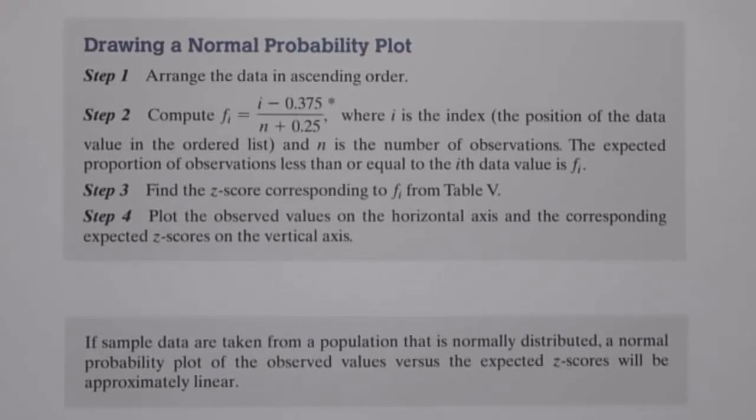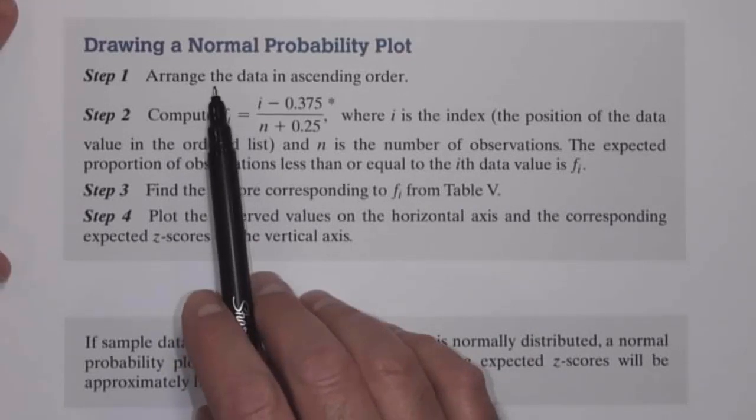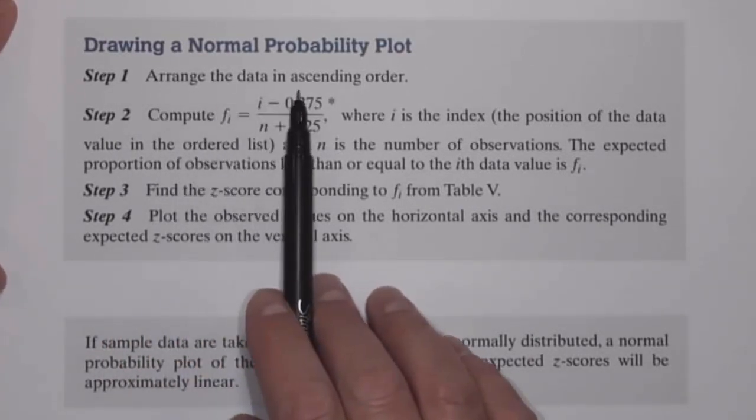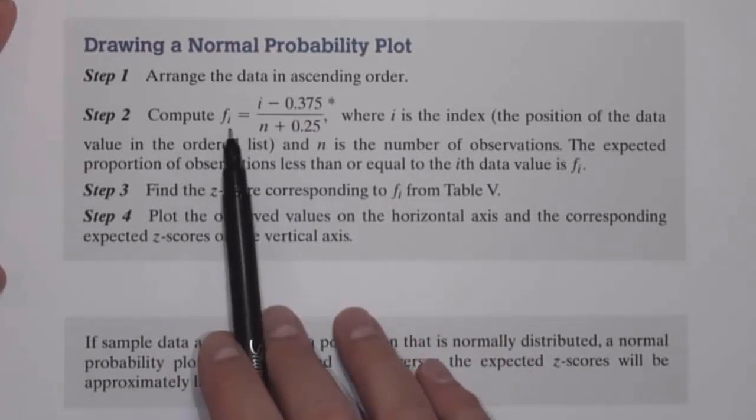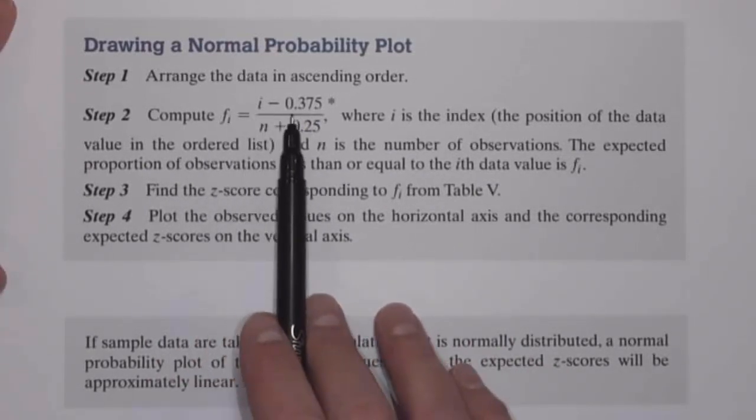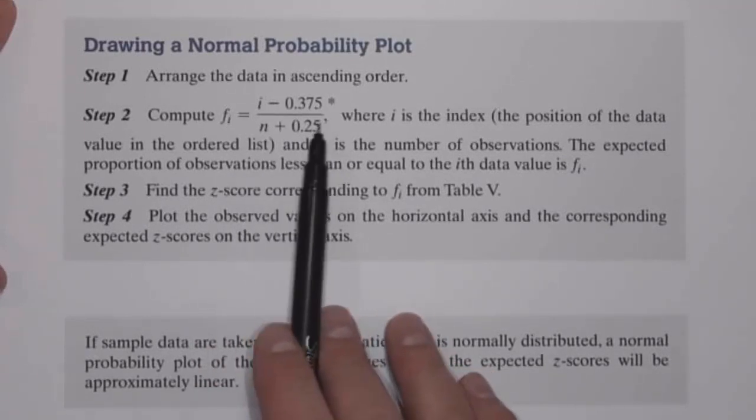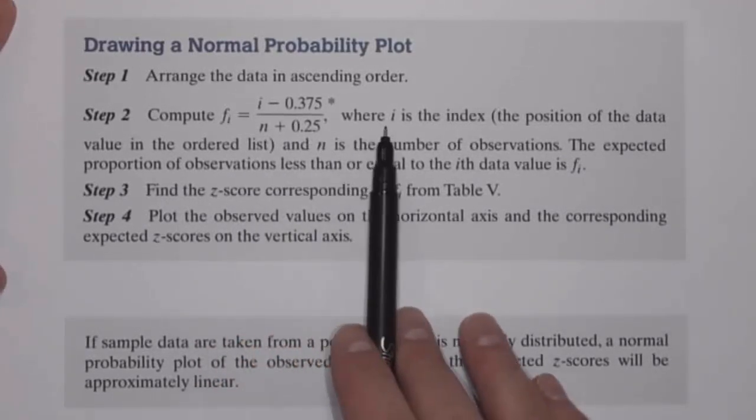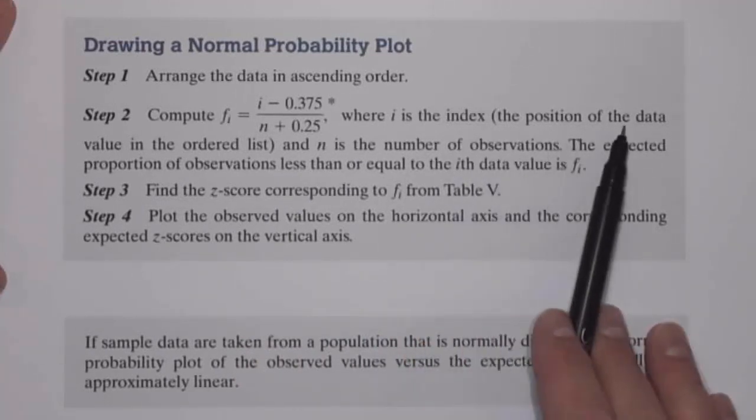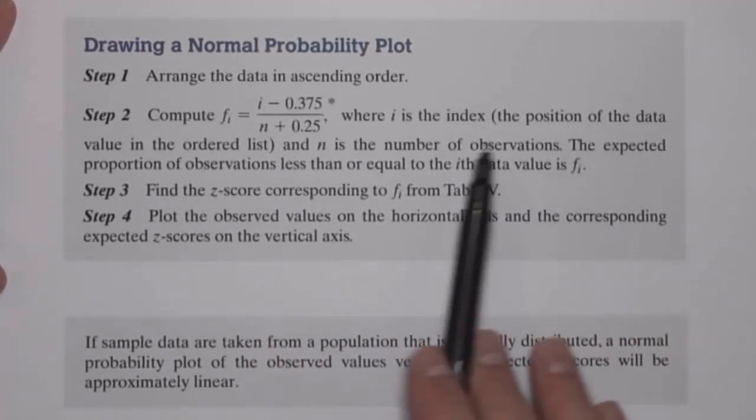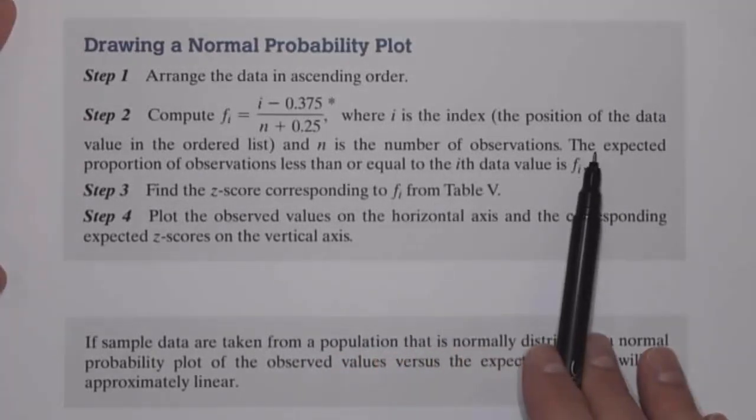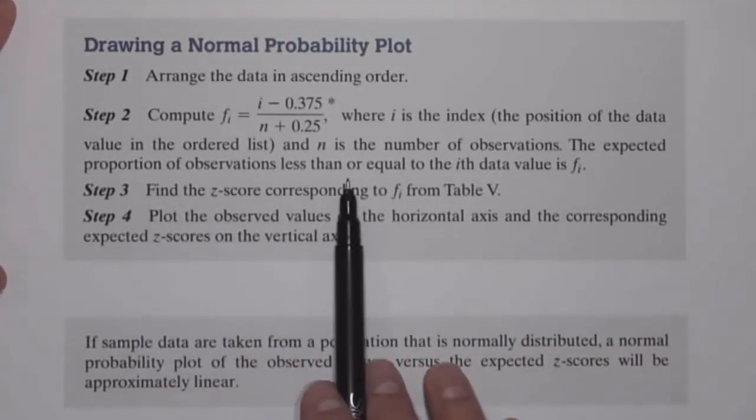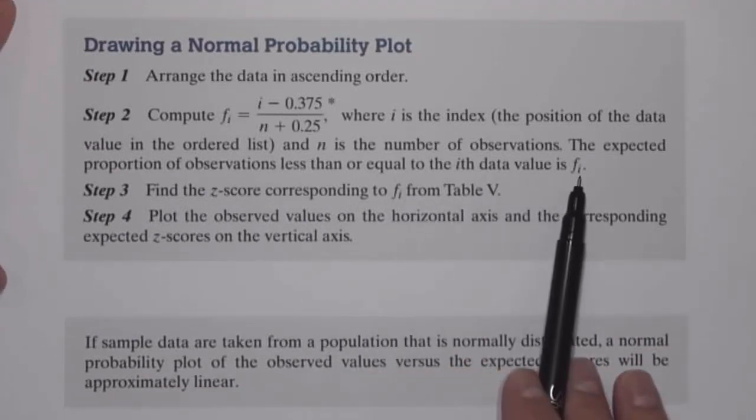One method that we can use to determine this is a method called normal probability plots. So we can create a normal probability plot, and to do that we'll use this process. Step 1, we're going to arrange the data in ascending order. Step 2, we're going to compute f sub i equals (i minus 0.375) divided by (n plus 0.25), where i is the index, which means the position of the data value in the ordered list, n is the number of observations, and the expected proportion of observations less than or equal to the ith data value is f sub i.